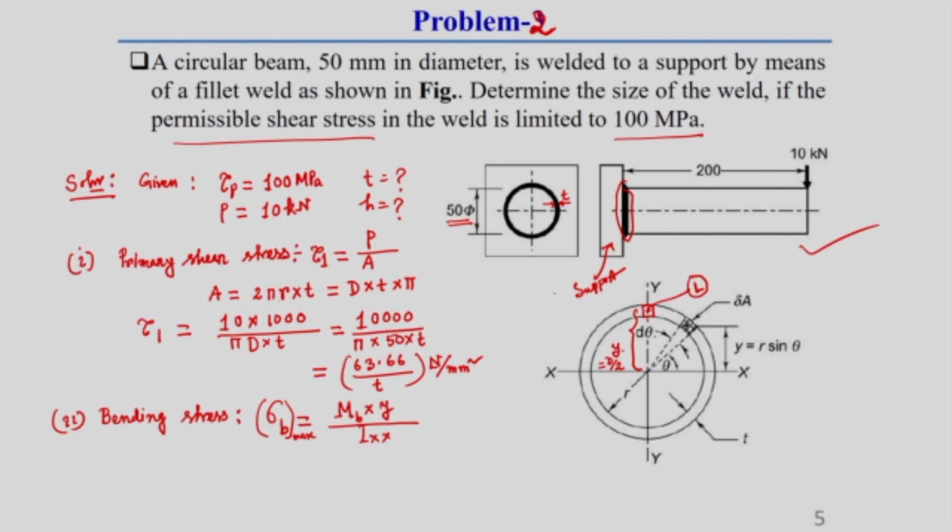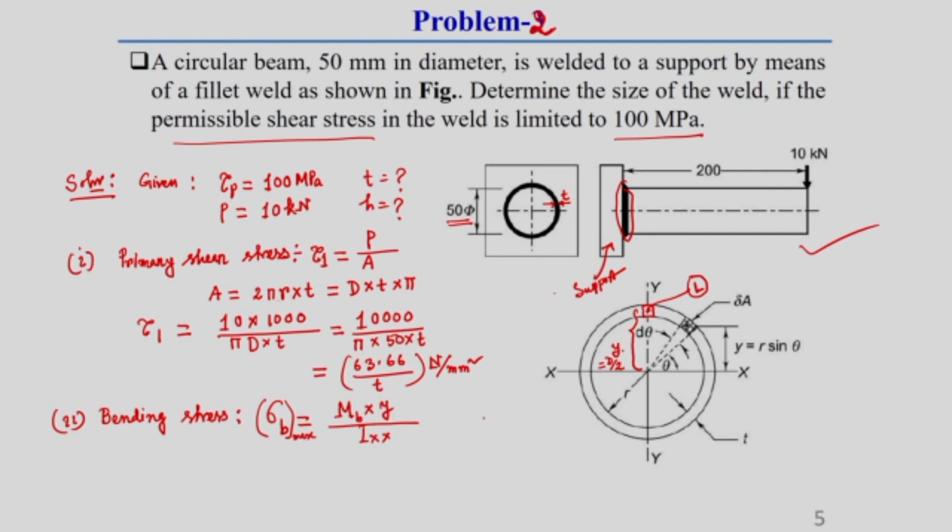That is why here we can neglect this T by 2 term, because if we consider the position of this weld along the center of this throat thickness, then it should generally be d by 2 plus T by 2, but here we are neglecting that T by 2 term. That is why here we are directly considering y equal to d by 2.